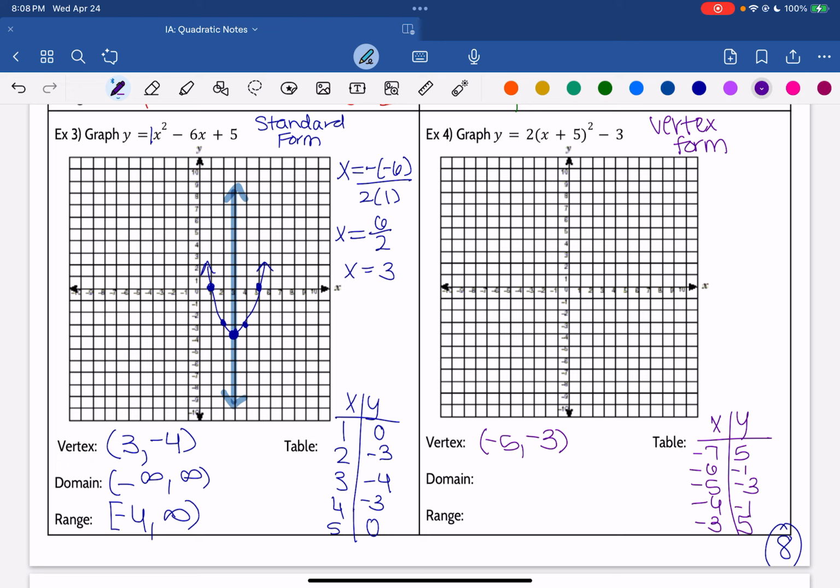Okay, let's plot our points. So we got our axis of symmetry at -5. -5, -3 is our vertex, -6, -1, -4, -1, -3, 5, and -7, 5.